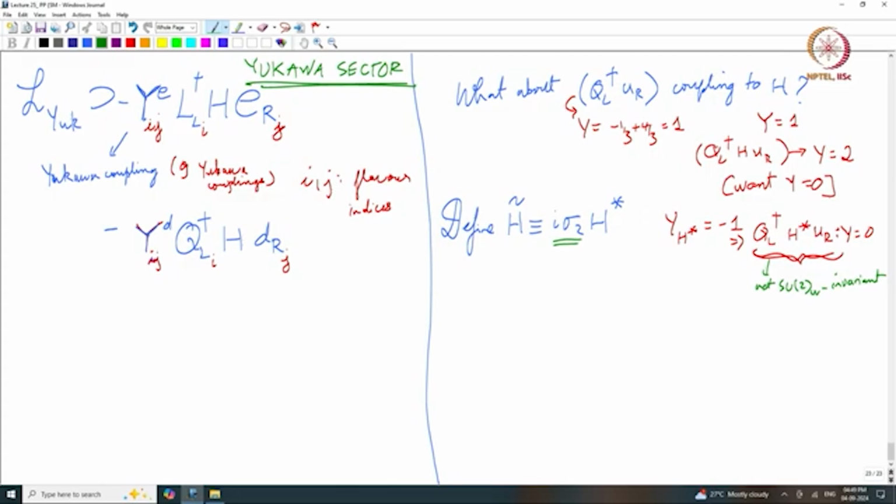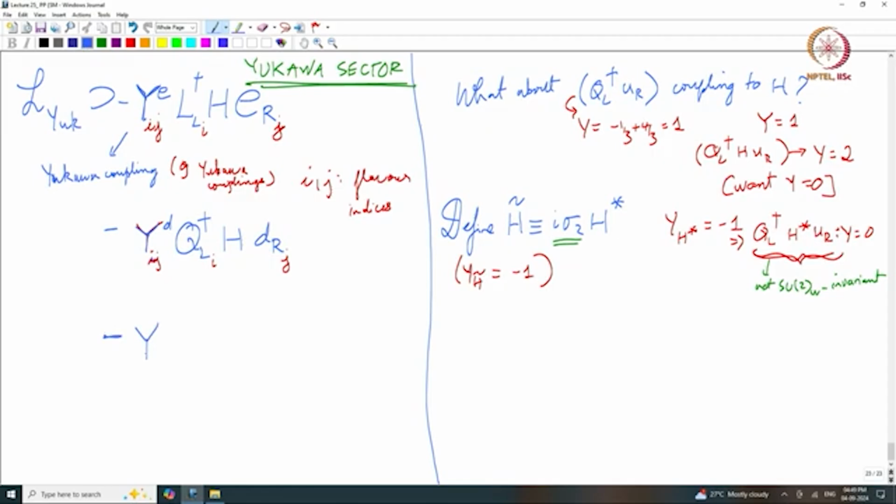If that is the case, first of all, you will also agree that the hypercharge of the H tilde field is also minus 1, because the Pauli matrix obviously doesn't carry any hypercharge. So H star's hypercharge is what it is. Okay, so that is what I define as my new field, if you want to call it that. Okay, then I can now write down one more term here.